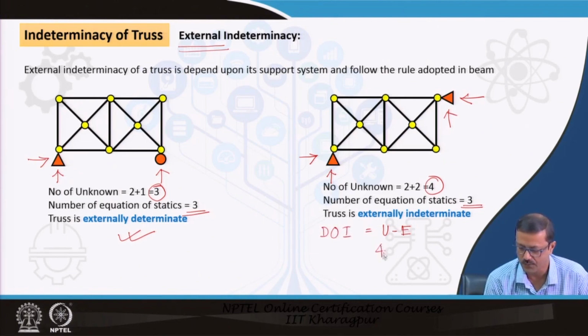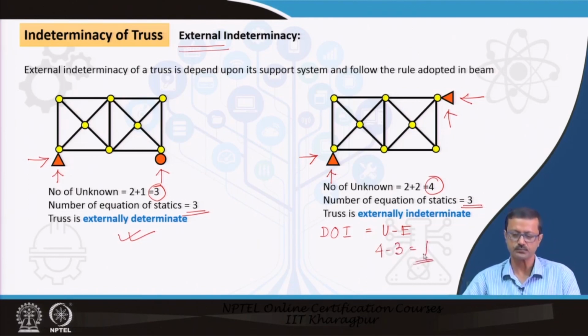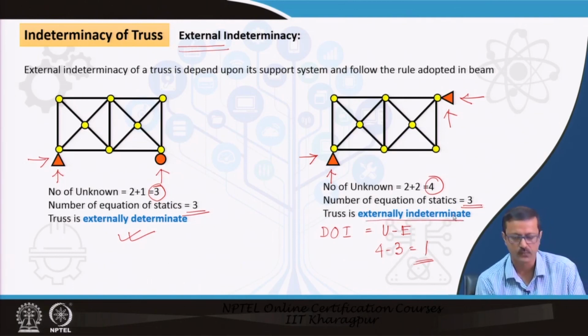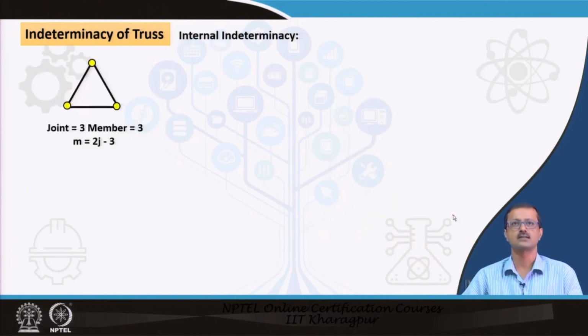So, this is 4 minus 3, which is equal to 1, the degree of indeterminacy. So, we need one compatibility equation to solve this particular problem. So, it is an externally indeterminate kind of structure. Now let us discuss what the internal indeterminacy is.